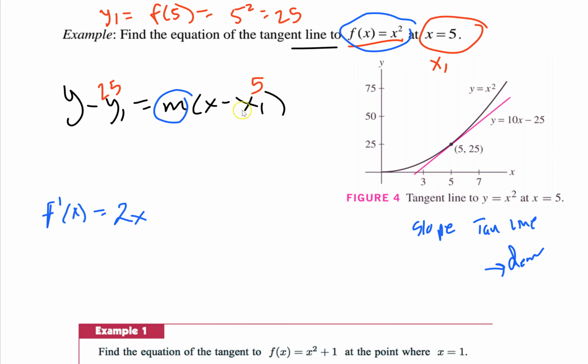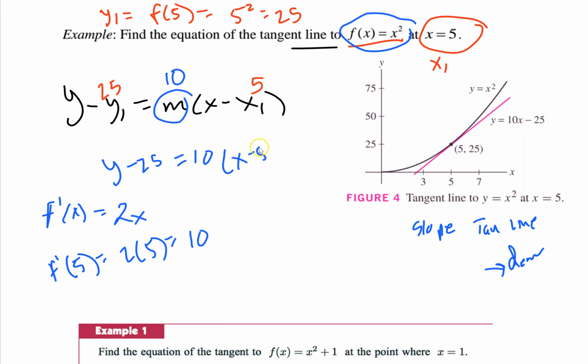Right, I want the derivative at a point, and that point being the x1. So you don't just plug 2x in there, you have to plug a value in. So f prime of 5, which is 2 times 5, which is 10. So there's my equation. Y minus 25 equals 10 times x minus 5. And that is a fine equation. It's in point slope form.